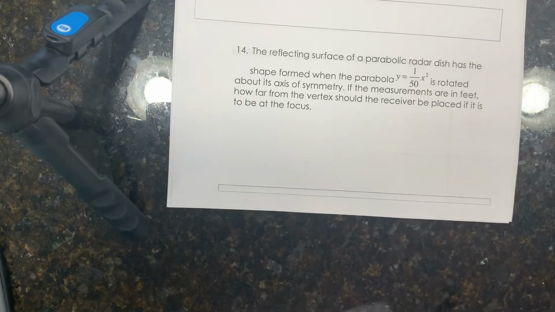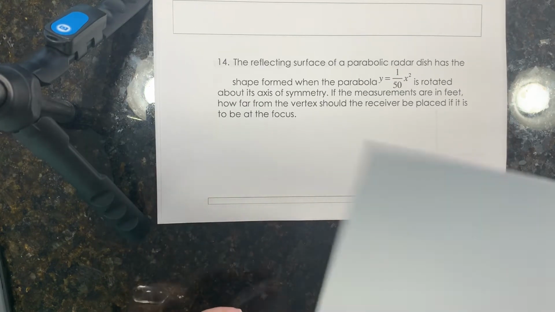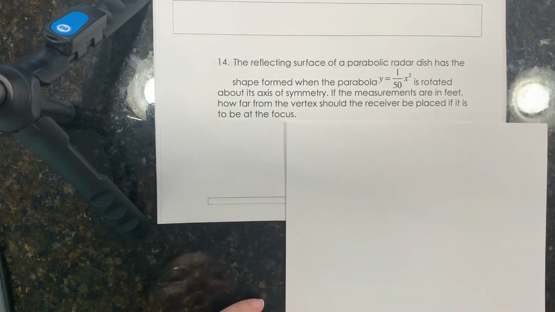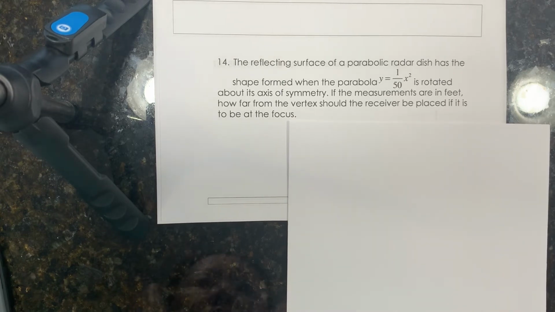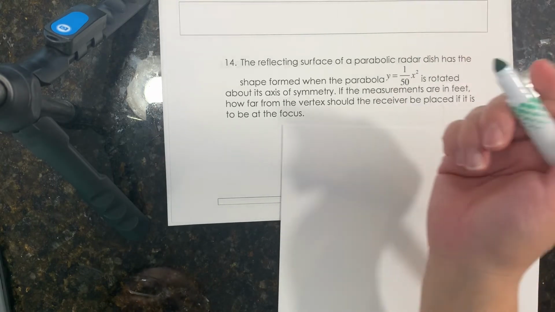So for number 14, the reflecting surface of a parabolic radar dish has a shape formed when the parabola y equals 1/50 x squared is rotated about the axis of symmetry. If the measurements are in feet, how far from the vertex should the receiver be placed if it is to be placed at the focus? Well, I need to find out where the vertex and the focus are.